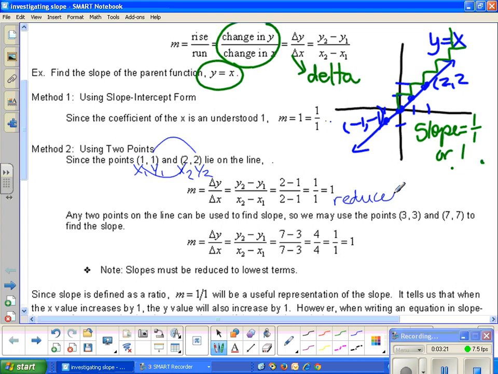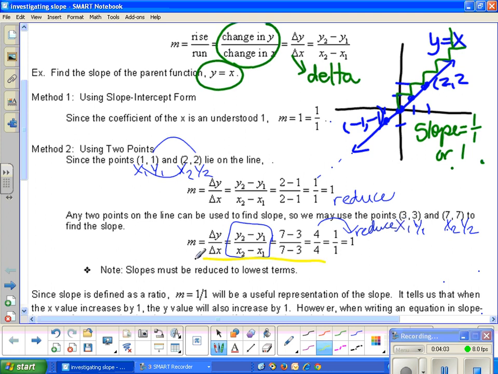We can use any 2 points on this line, because this line continues going. It's not just right there. So say we have these, 3, 3, and 7, 7. Little subscripts down there simply mean your first point, your second point. So we have x1, y1, x2, y2. So when I put in my formula right here, y always goes on top. So 7 minus 3 on top, 7 minus 3 on bottom, reduce it as much as possible, and we get back that slope of 1. Okay?